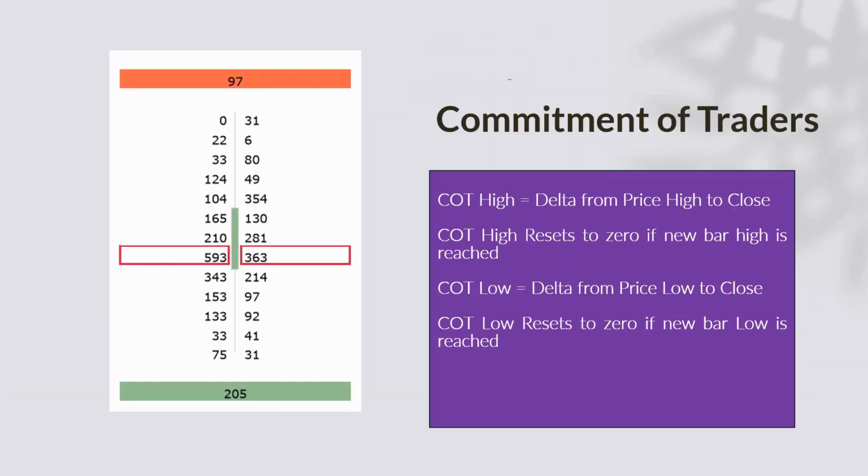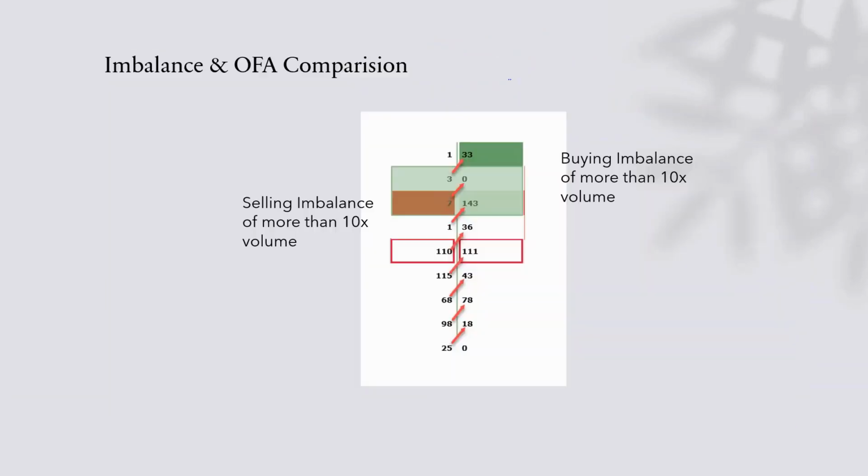So we'll talk about delta. We also discussed commitment of traders. And when I'm comparing the bid and ask imbalance, I used to keep a setting of 10x. So we used to compare diagonally. Wherever the volume is more than 10x, it highlights on the buy side. If the sell side is more than 10 times, it will be highlighted with the red color. That's how it happens.